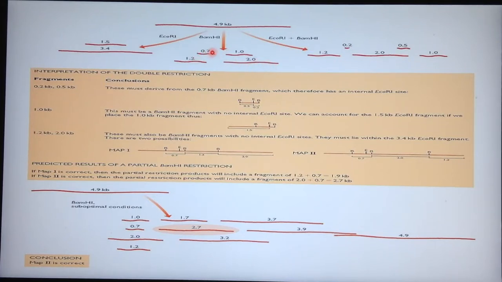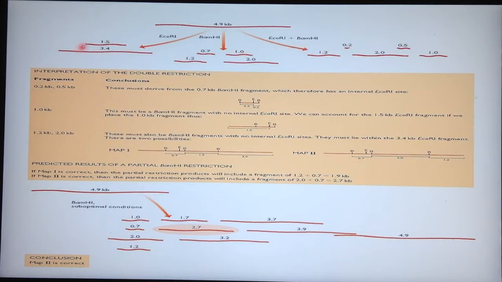Now this 0.7 is cleaved into 0.2 and 0.5, because this was cleaved by BamH1. So that shows that this 0.7 must have an EcoR1 site in between, because in this reaction EcoR1 is present and it is able to give a cleavage in this pattern. And this 1 kb fragment is again present here, and this 1.5 we don't see in this one, and this 3.4 also we don't see in these two reactions.